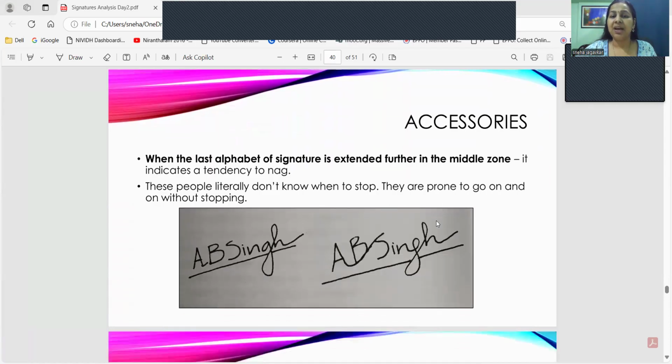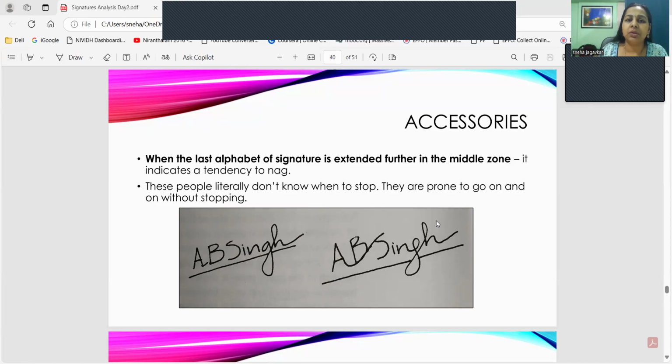When the last alphabet of the signature is extended further in the middle zone, it indicates the tendency to nag. These people literally do not know where to stop and when to stop. They are prone to go on and on without stopping. Say, for example, I see something on a shopping website like Amazon, and I just keep adding it to the cart, and I buy 10,000 rupees worth. I just swipe my card for 10,000 rupees. That's something where I do not know where to stop.